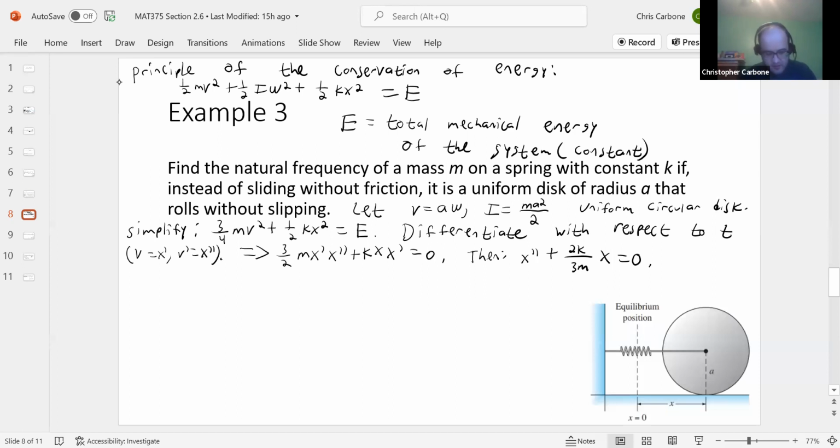So the natural frequency from that back and forth motion is the square root of 2K over 3M. That being the square root of 2/3, which is approximately 0.8165 times the natural frequency.